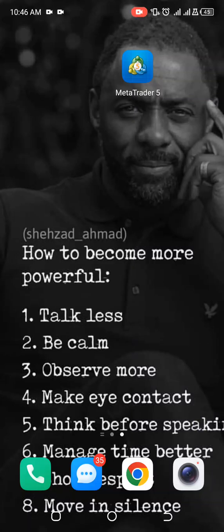This is how to trade on your phone. This is the beginner's guide.